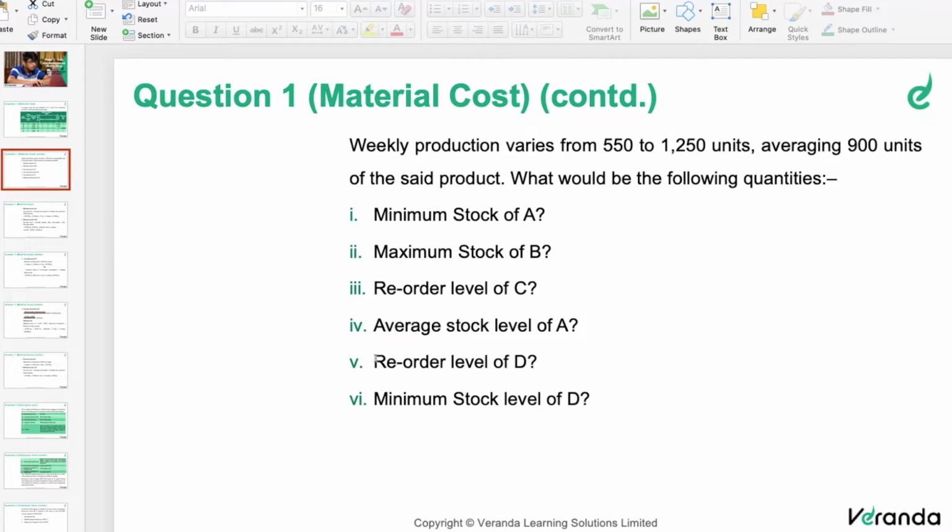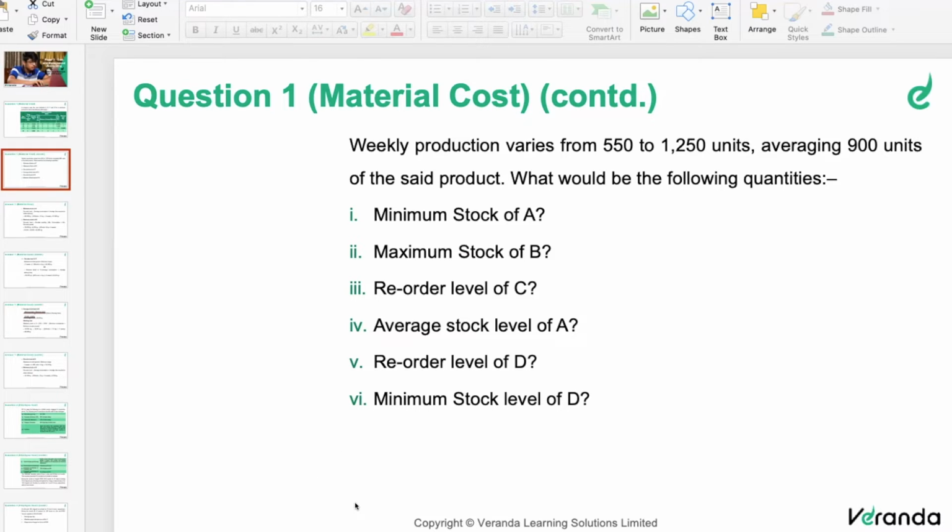Maximum level is reorder level plus reorder quantity minus minimum usage into minimum lead time. I'll repeat: reorder level plus reorder quantity minus minimum usage into minimum lead time. Repeat all of you. What is the formula for maximum level? Reorder level plus reorder quantity minus minimum usage into minimum lead time.